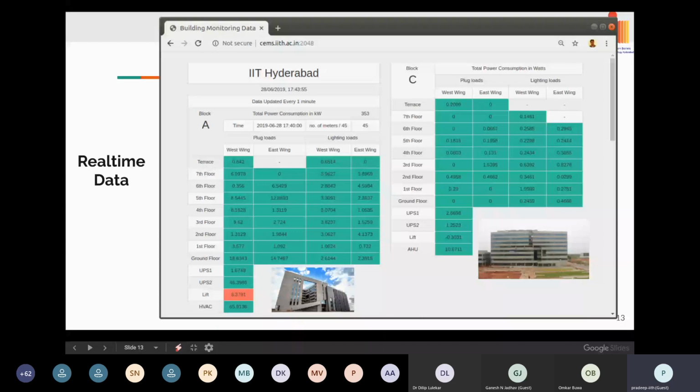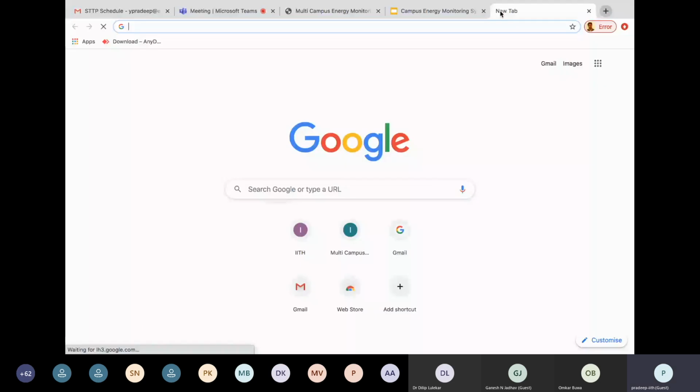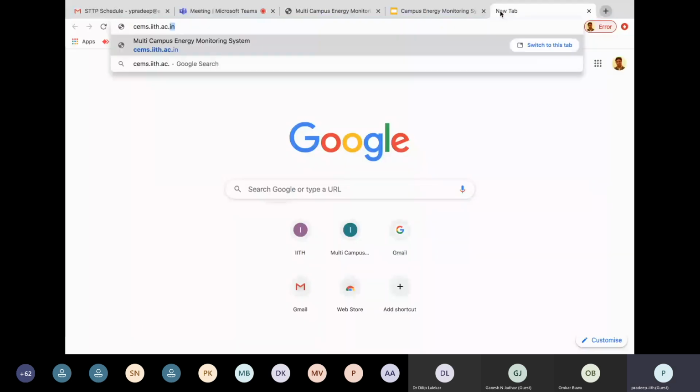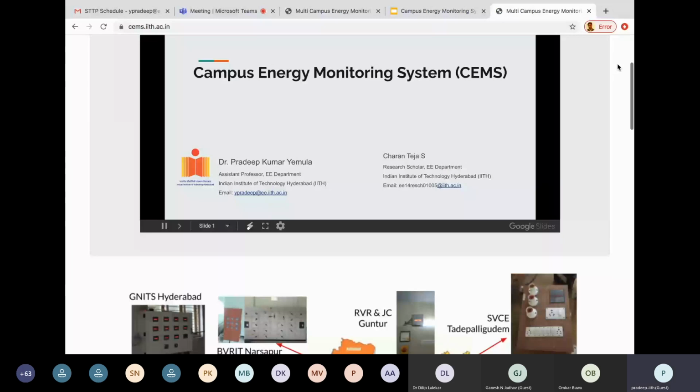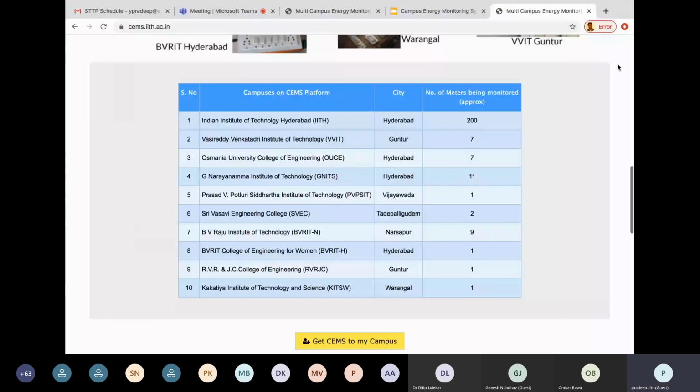In fact, let me now open a website. So this you can also try at your end. Simply go to cems.iith.ac.in, the campus energy monitoring system. You can open it in any system. Then you can see the website, and the same presentation is also available there. If you go down, there is a page for real-time data.